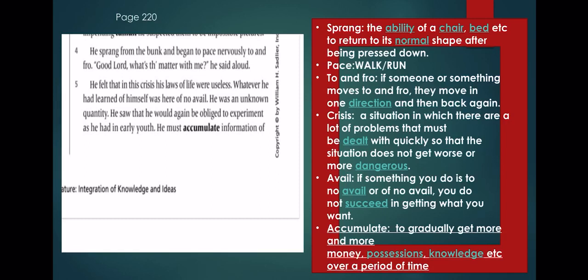Accumulate means to gradually get more and more money, positions, or knowledge over a period of time. So he must accumulate information, he must gather information, he must have more information about something. We're going to continue it in the next lesson. Okay? And I say it again, the words you have here are the words that you should write in your notebooks or your books, because these are the new vocabulary you should be familiar with.